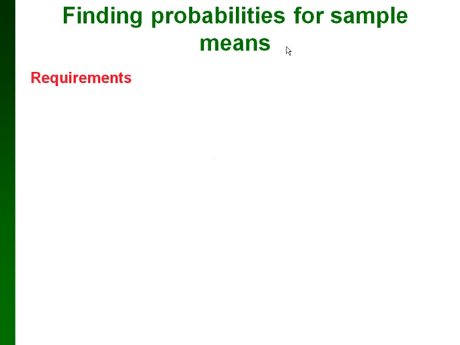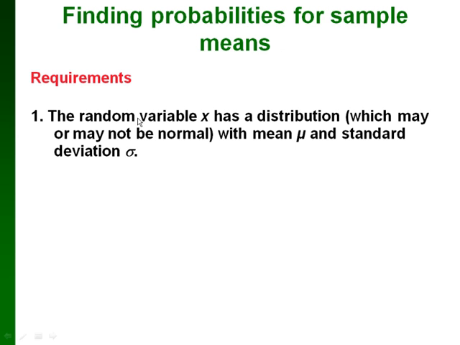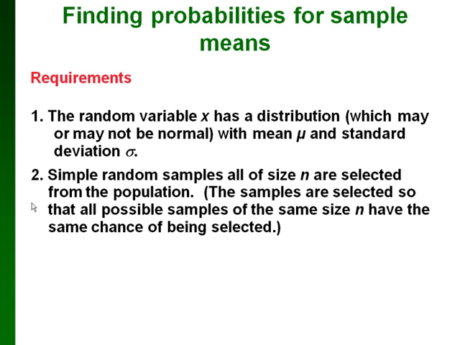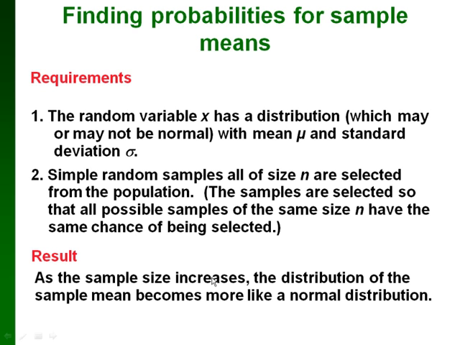Another thing that we're going to use this for is to find probabilities for sample means. The requirements to be able to do this are that our original random variable x has a distribution. It may or may not be a normal distribution, with a mean mu and a standard deviation sigma, and our samples of size n are all simple random samples. They all have to have the same probability of being selected. The result, if we meet these requirements, is that as the sample size increases, the distribution of the sample mean becomes more and more like a normal distribution.